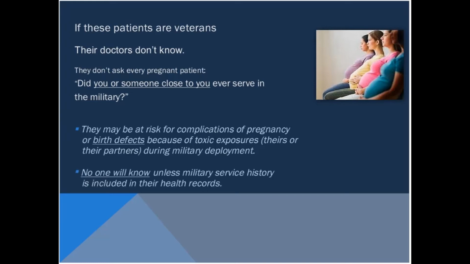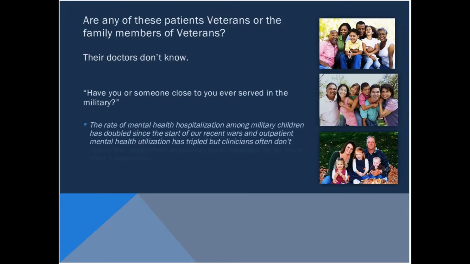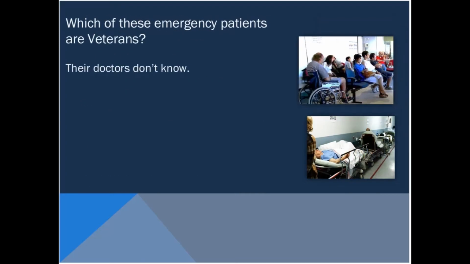But no one will know if they had these exposures unless military service history was included in their history. When you look at these families, you can't tell if they are post-military families because they don't ask every family member, have you or someone close to you ever served in the military? So this is very important because children of veterans are at higher risk for a variety of psychological problems, and the families themselves are at higher risk for issues as well.